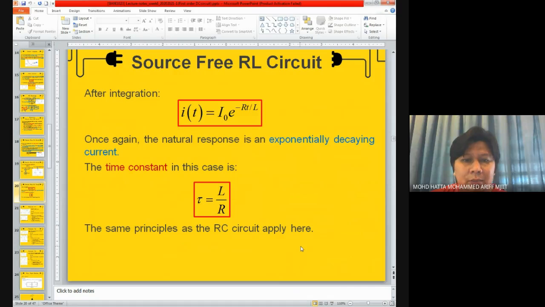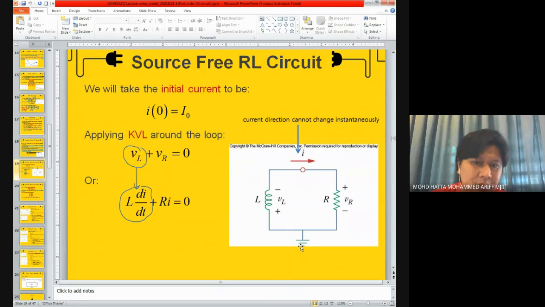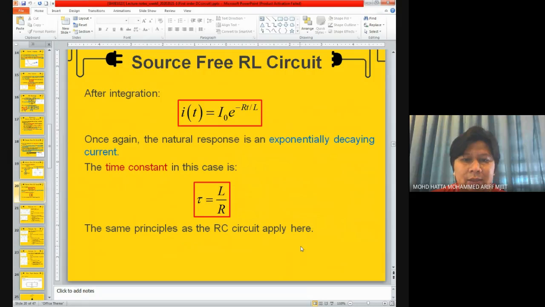And maybe this part you can skip, because the most important thing you need to know is that the current response in an RL circuit should be given by this formula, which is I of t equals I naught. I naught is the initial value of the current flowing through the inductor, and also the time constant is given by tau equals L over R.